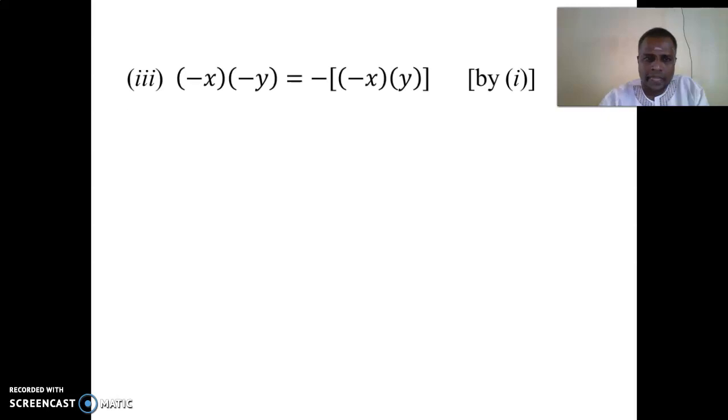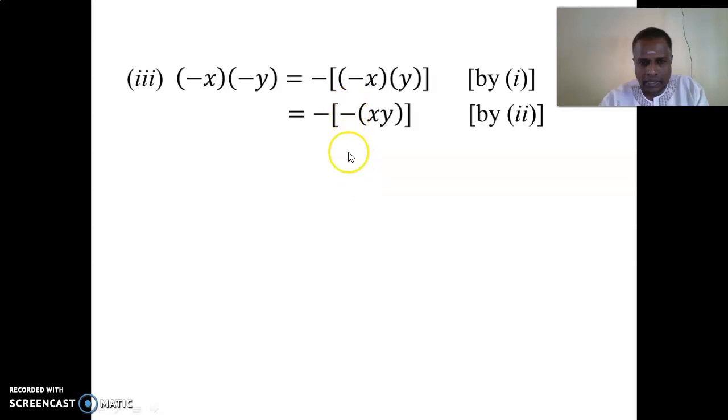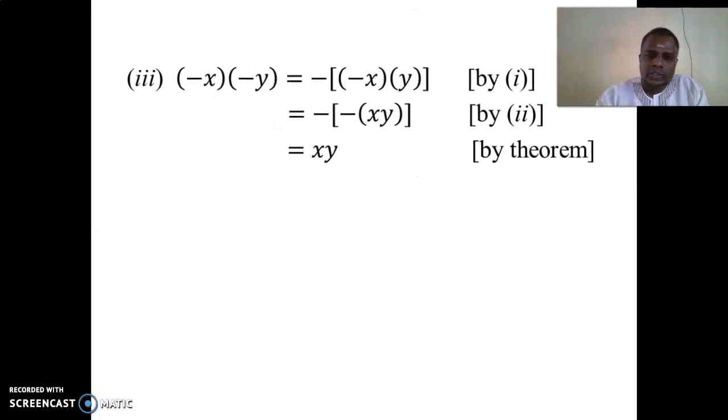Next, minus x times minus y equals minus of minus xy. Here again we use the first property. Negative x times minus y becomes minus of xy. Here we write minus x times minus y, so minus of minus xy. Again we apply the same property: minus of minus xy becomes xy. And this proves the result.